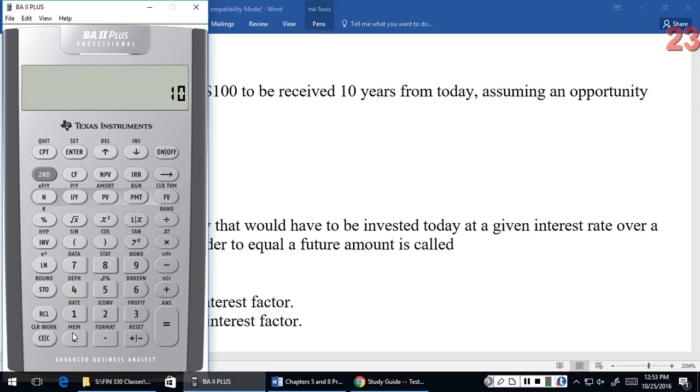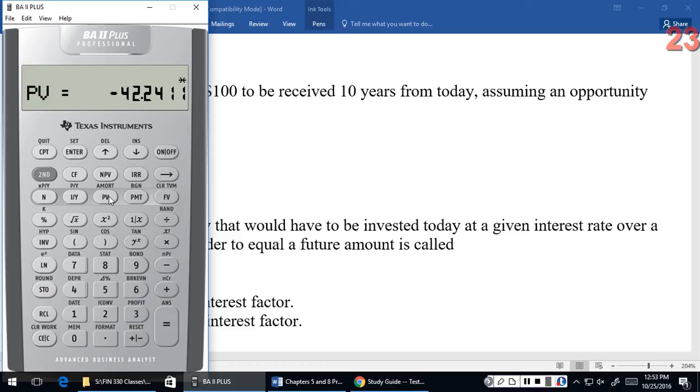10 is our N, and 9 is the interest per year. And in this case, we want to compute the present value. So this is saying that $100 to be received 10 years from now, if we have an opportunity cost or a discount rate of 9%, it's going to equal $42.24.